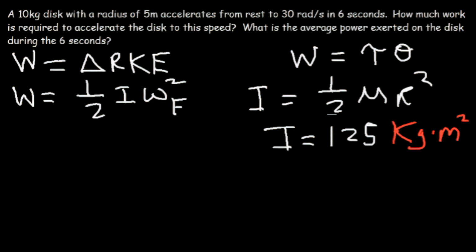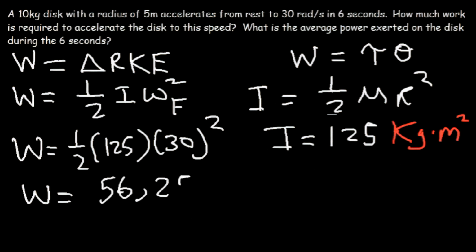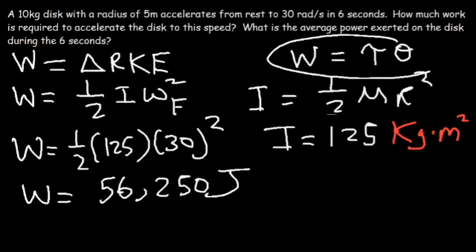So now we can find the work. So it's 1/2 times the inertia times the angular speed, the final angular speed of 30, squared. 30 squared is 900. Half of that is 450 times 125. So the work required to accelerate the disk to the speed is 56,250 joules. Now let's see if we can get the same answer using this equation.